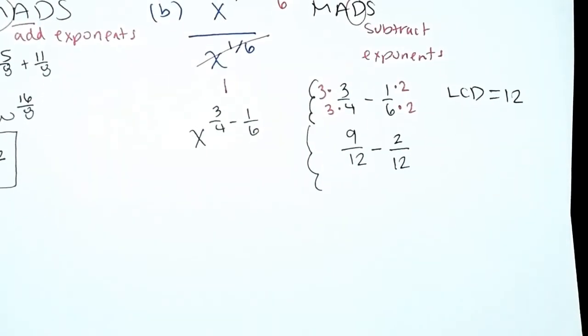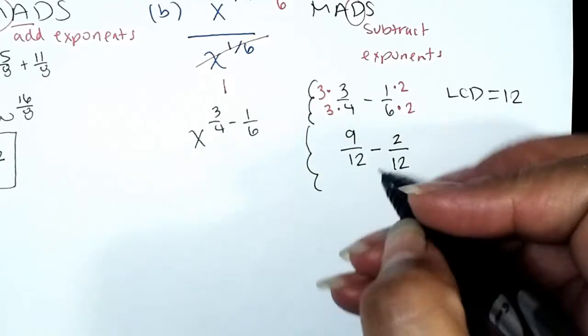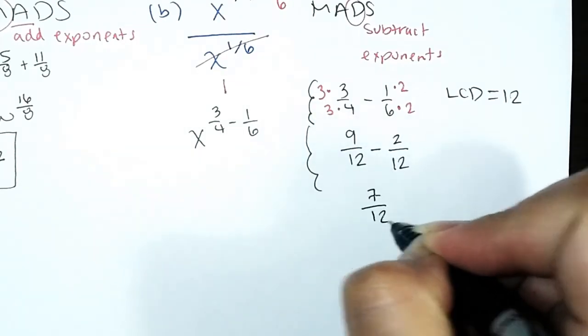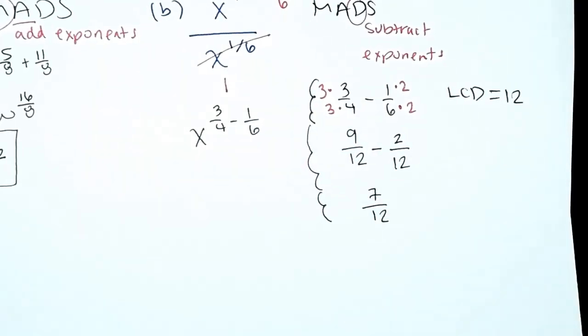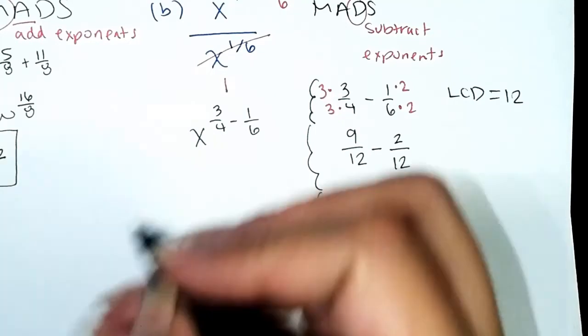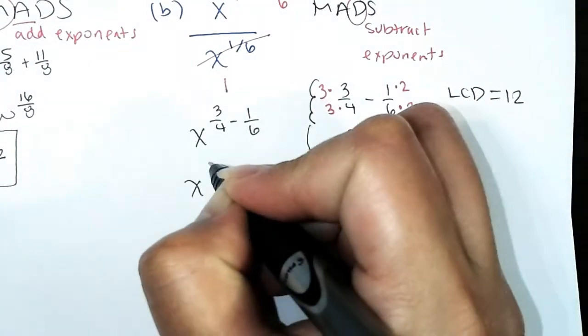Difference of 9 and 2 is 7. Sorry, I was having a moment. And then we write that difference over the common denominator. So let's go ahead and transpose our solution. So that will give us x raised to the 7/12.